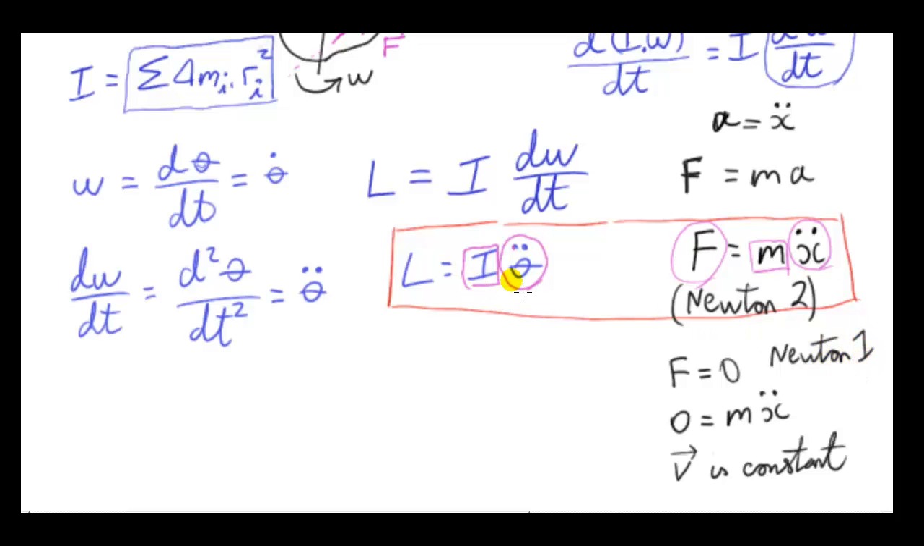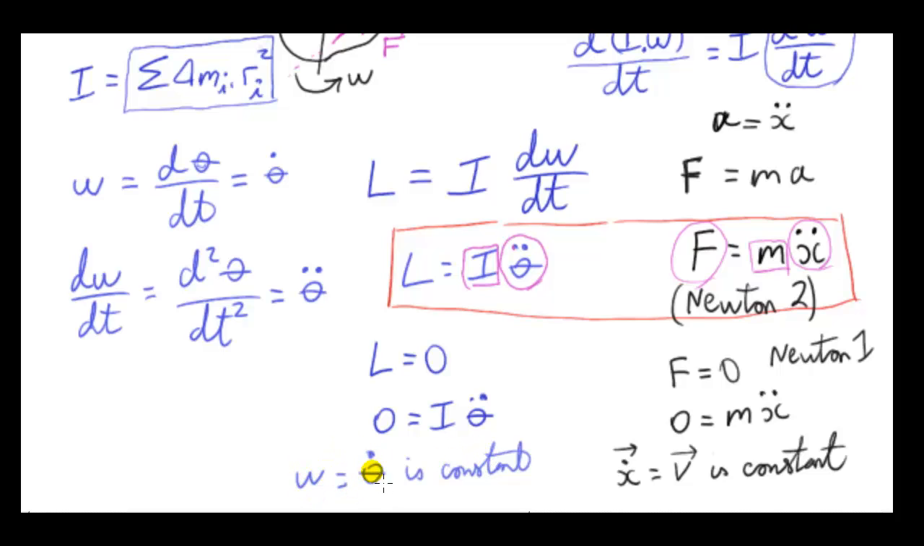And we have an equivalent form of that for a rotating body. If we set L equal to 0, so no external torques act on the body, we get 0 equals I times theta double dot. So just like here, where v is constant, and v is just x dot, the derivative of distance with respect to time, over here we see that theta dot is constant. But theta dot is just omega, the rate of change of angle with respect to time. So omega will be constant if no external torques act on the body.